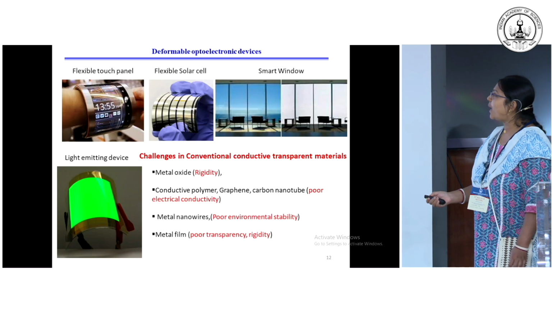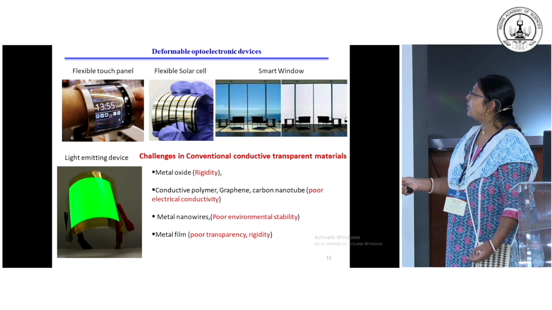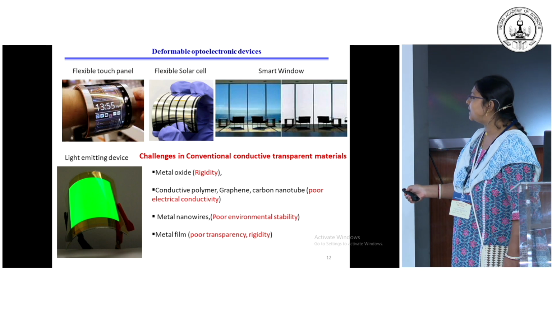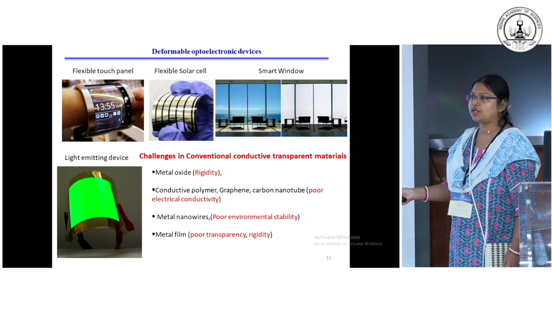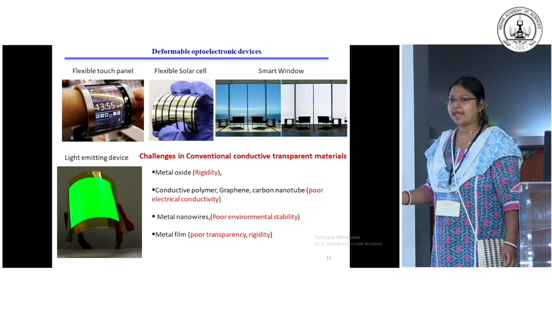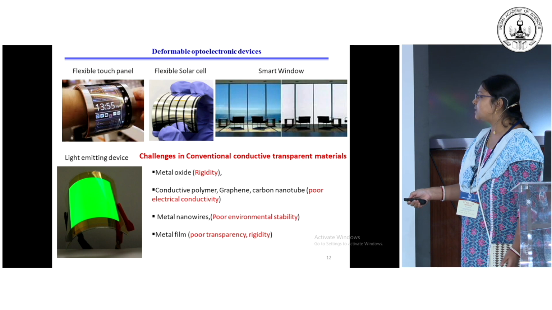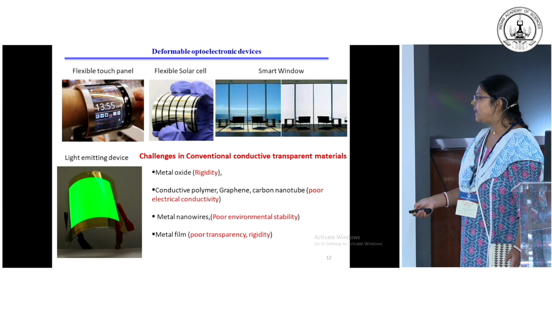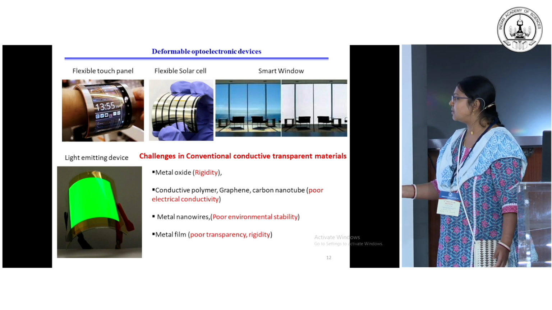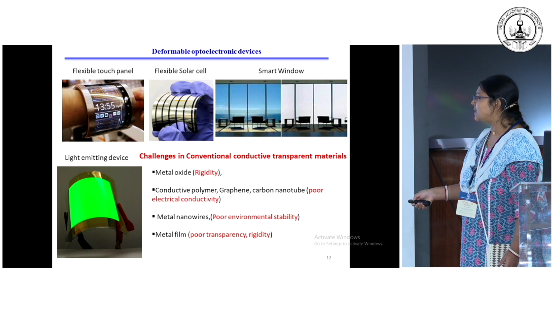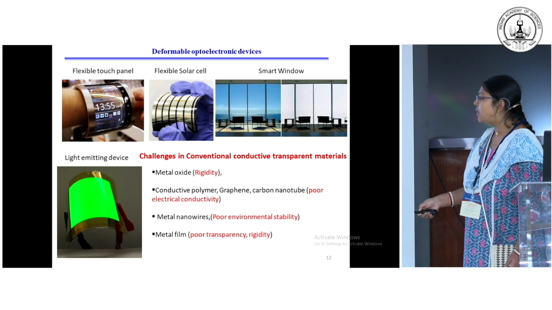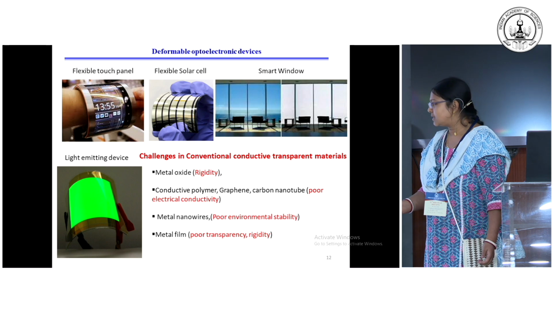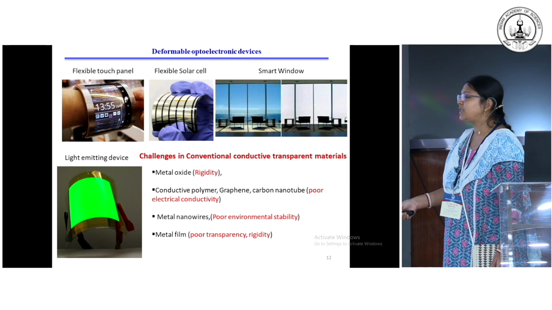Now I will discuss how amorphous carbon film can be used in deformable optoelectronic devices. Generally the conventional conductive transparent materials used in these deformable optoelectronic devices are metal oxides like ITO, FTO, or conductive polymers, graphene, carbon nanotubes, or metal nanowires like silver nanowires, or metal films, but they have many drawbacks, like some of them are very rigid. These have poor electrical conductivity, graphene and carbon nanotube. Metal nanowires, as I discussed, have poor environmental stability, and metal film has poor transparency.